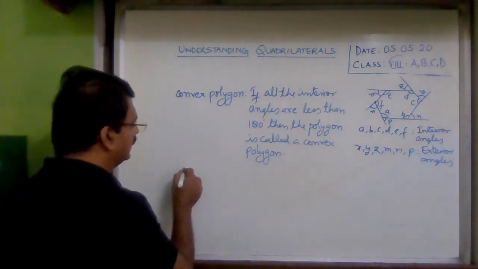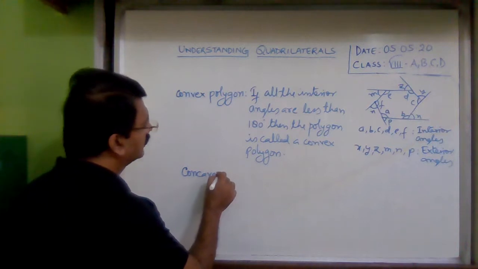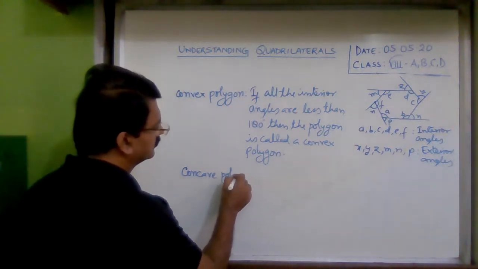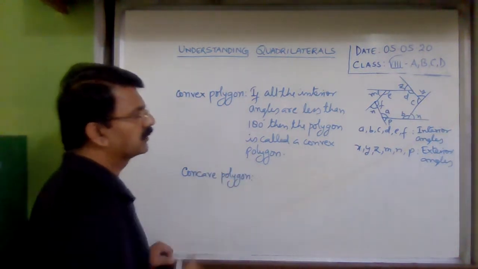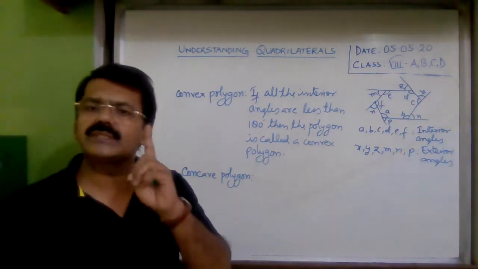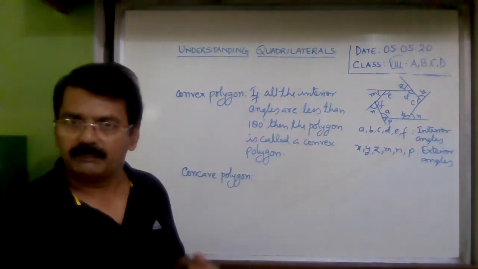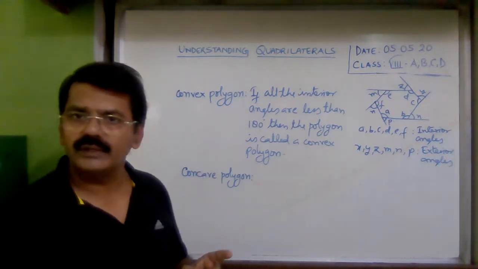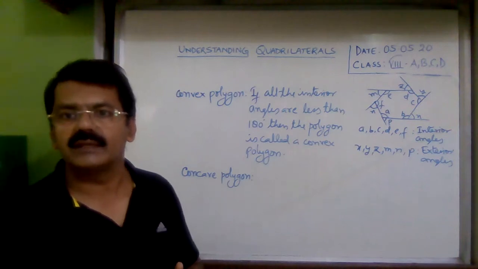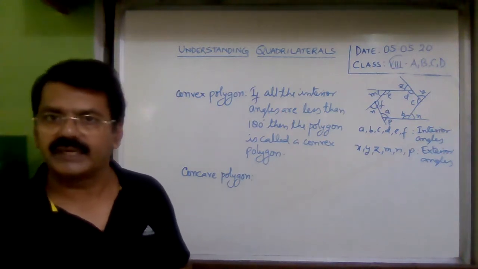And then the other one is a concave polygon. In a polygon, if at least one angle is more than 180, I repeat, if at least one angle is more than 180, then it is called a concave polygon.